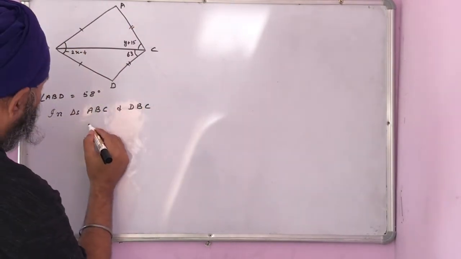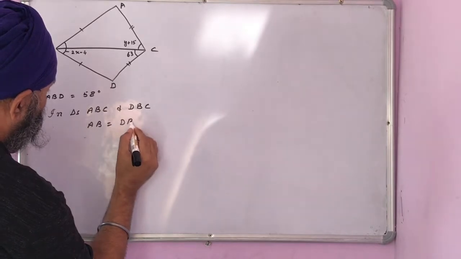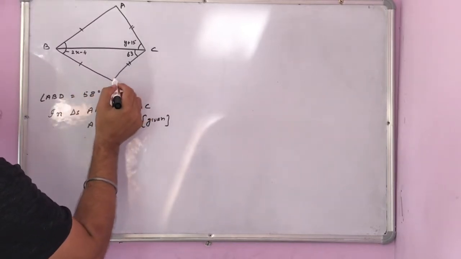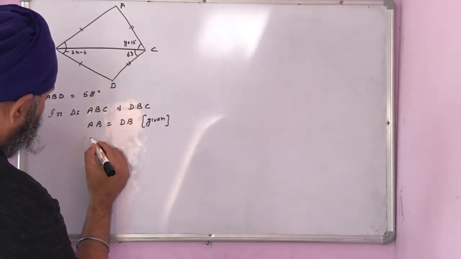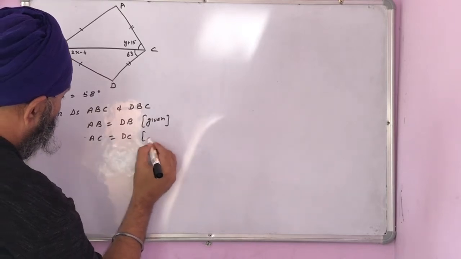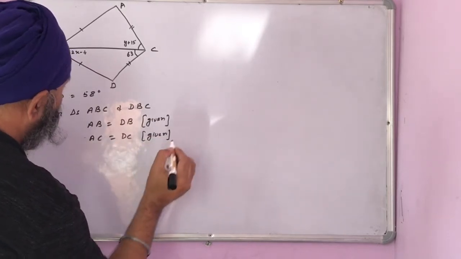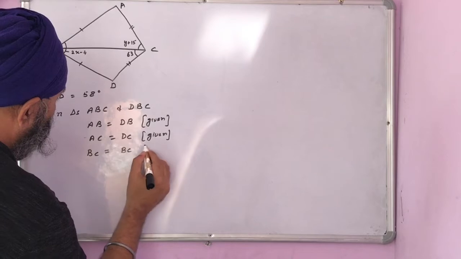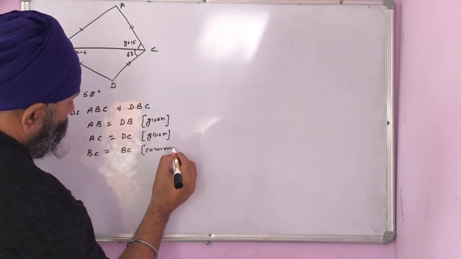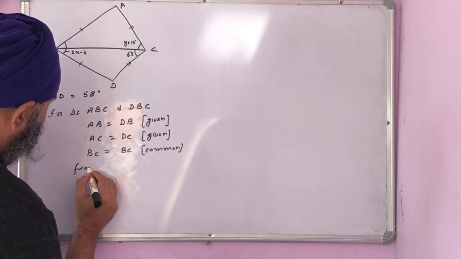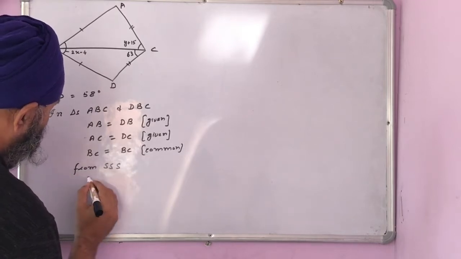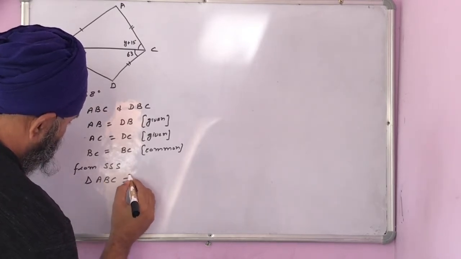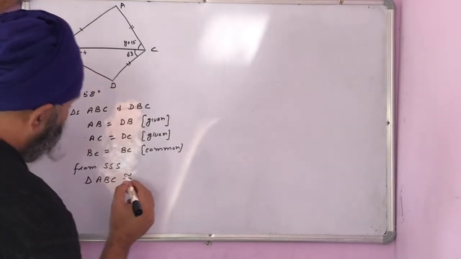AB is equal to DB, it is given, and AC is equal to DC, it is also given. BC is common. BC is equal to BC, it is common to both. So from SSS, triangle ABC is congruent to triangle DBC.